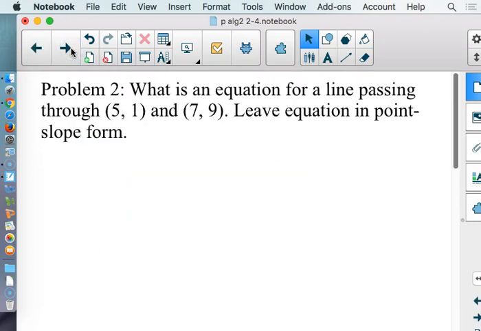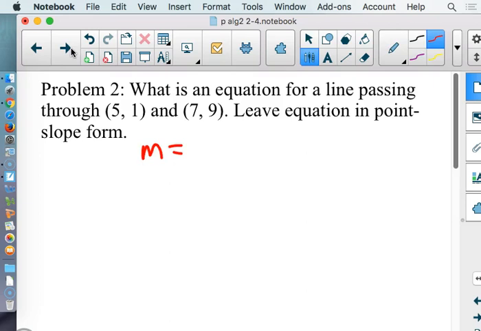Look at this one. They took something away from us. You mean book writers? What is an equation for a line passing through the ordered pairs 5, 1 and 7, 9? Leave the equation in point slope form. Well, we have points, and that's what we need. So we have to use the point slope formula. Do we know how to find slope? Well, then let's do it.